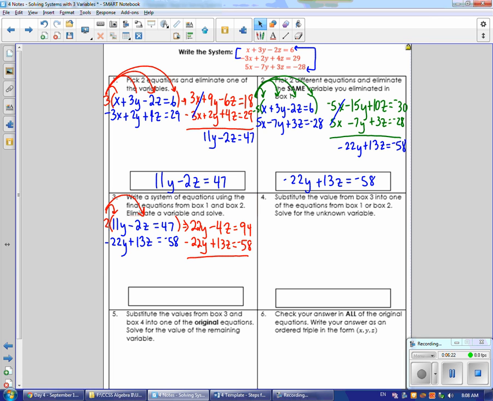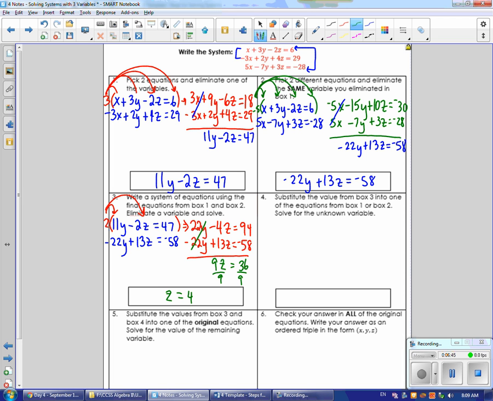And now I'm going to go ahead and put everything together. My 22y's are going to cancel. I've got a negative 4z plus 13z, which is going to leave me with a 9z. And then I've got 94 plus a negative 58, which is going to leave me with 36. And if I divide both sides by 9, I get that my z variable is equivalent to 4.